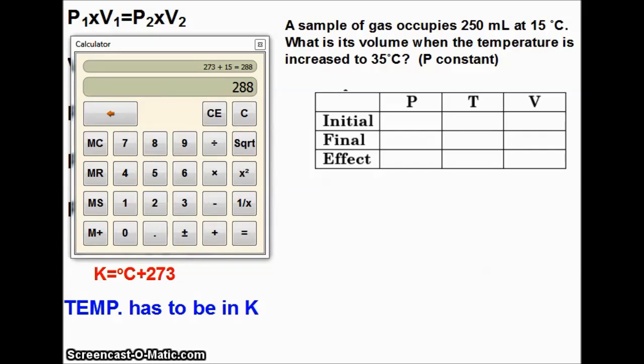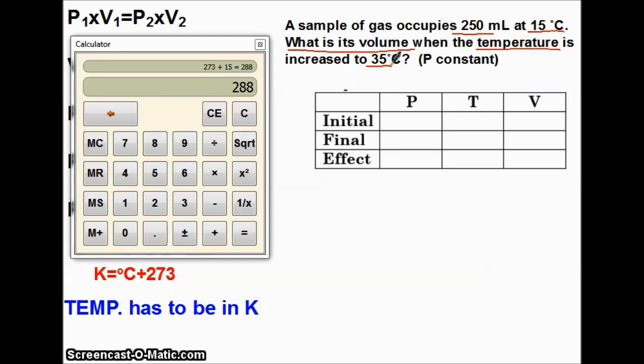Okay, so moving on to our new problem here. Again, I'm going to move through this one a little quicker. Remember, you can rewatch this video as many times as you need, and just go to the examples and rewatch the examples as many times as you like. So in this example, we have a sample of gas that occupies 250 milliliters at 15 degrees Celsius. And it says, what is the volume when the temperature is increased to 35 degrees Celsius?